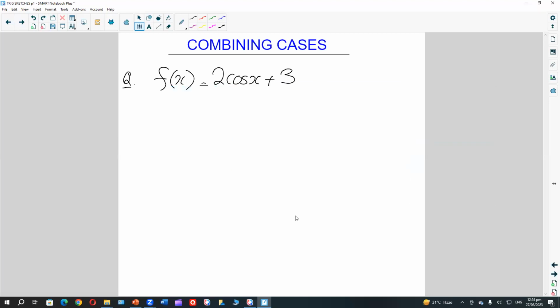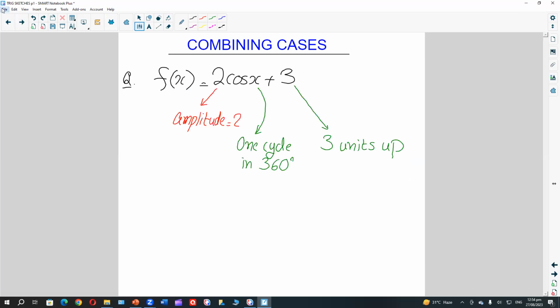This is called a combined case. You can see now we have done all the cases separately, and these are called combined cases. 2 cos x plus 3. 2 means amplitude. There is a 1 with x, so 1 cycle in 360, and plus 3 means 3 units up.